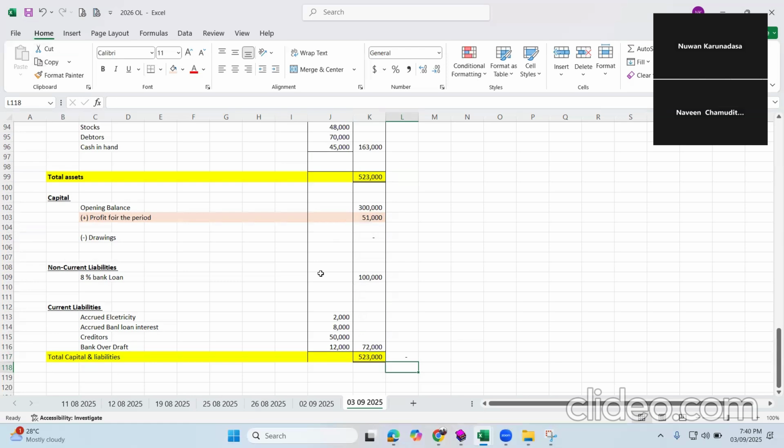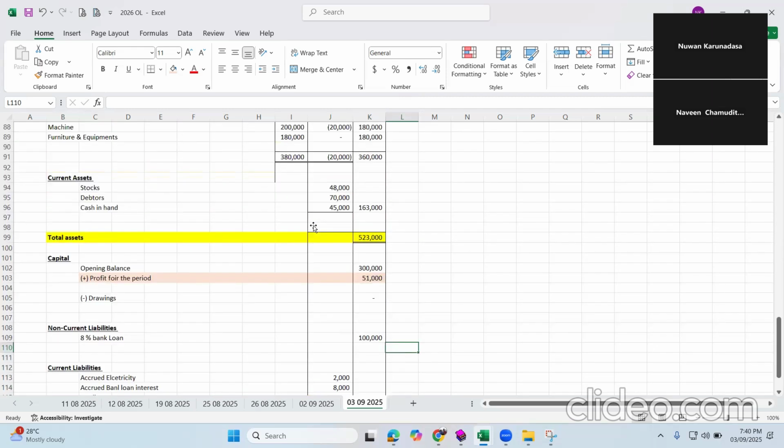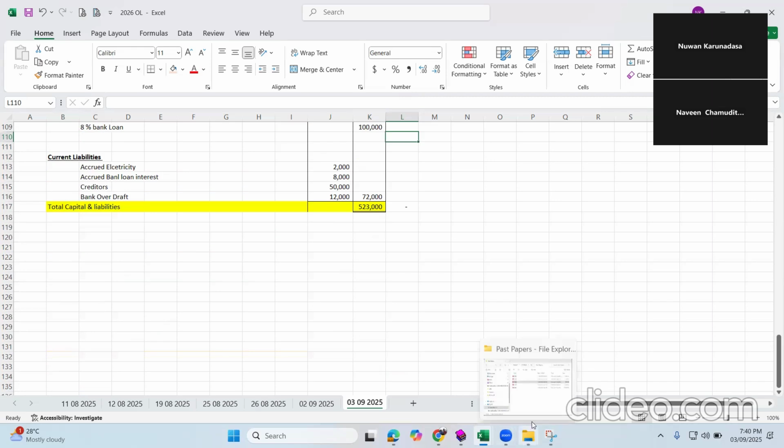The success behind the best results is to practice more papers, right? Not just reading theories, not just memorizing everything. The best way to pass and get more results is to practice more past papers. Minimum you must practice 5 years of past papers. The question we did, 2022, is balancing. We'll go for one more paper.